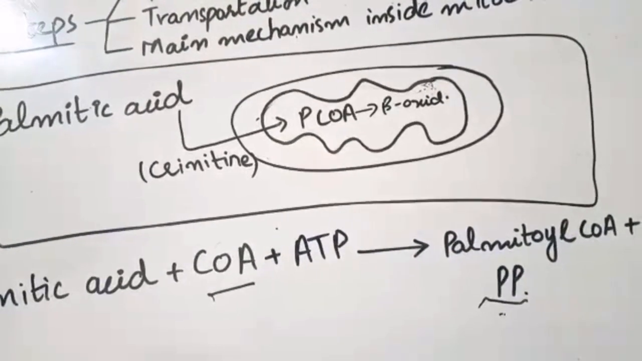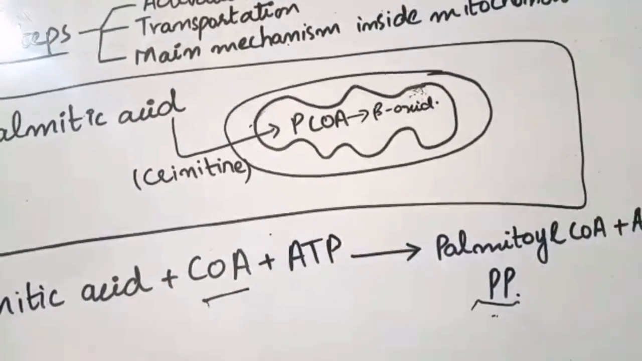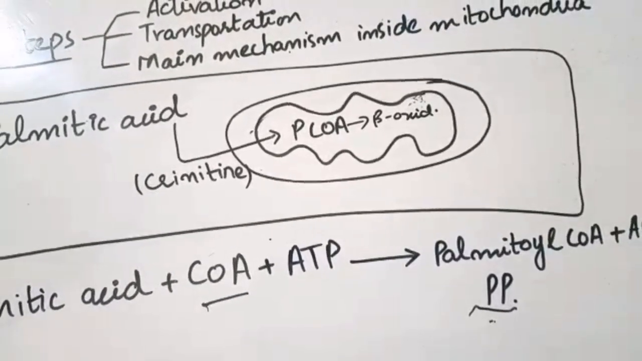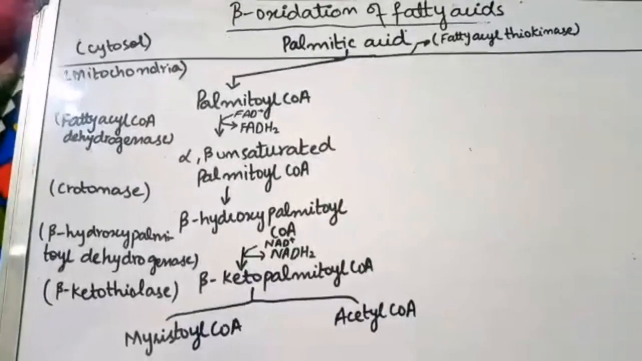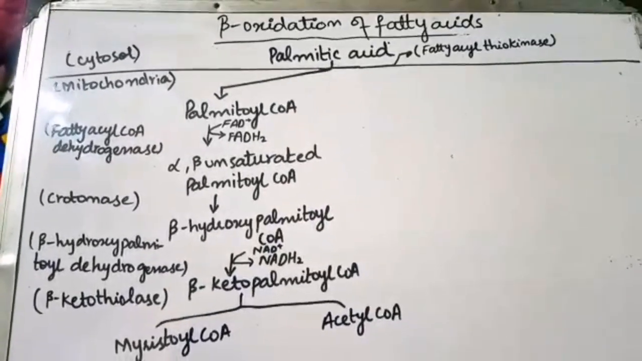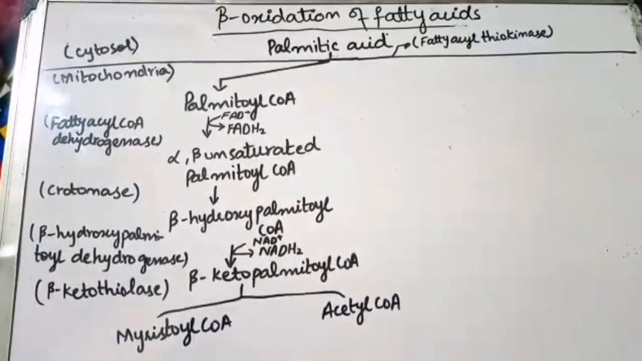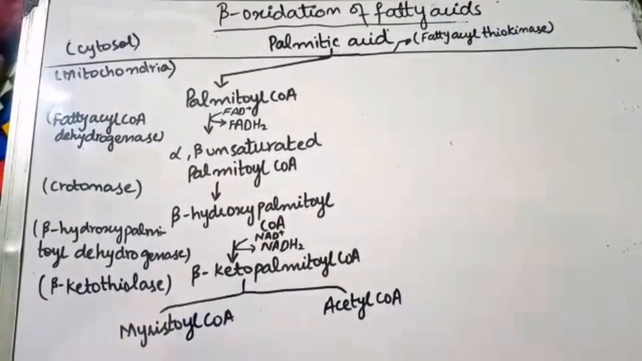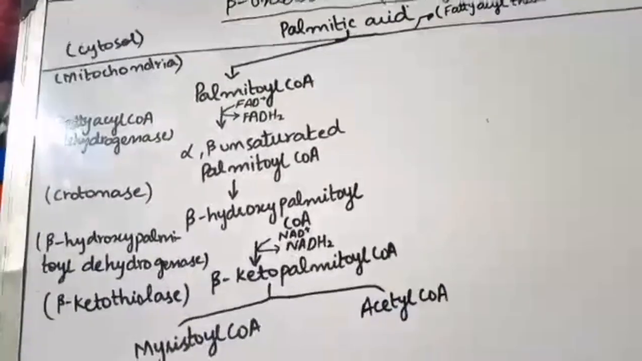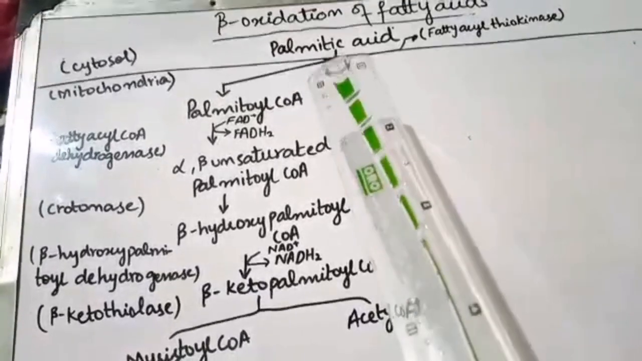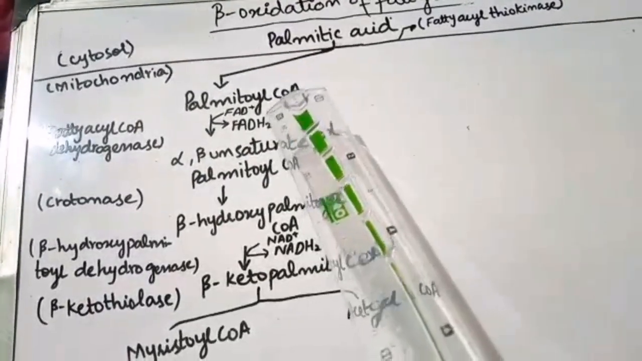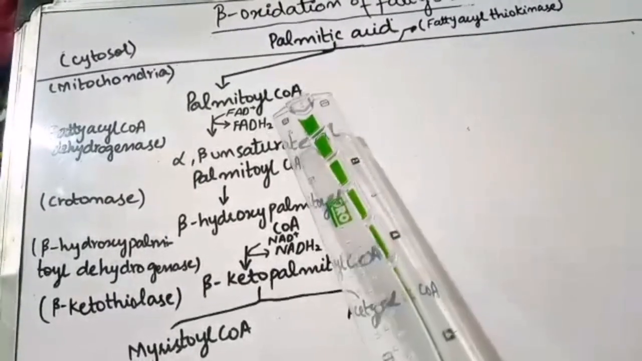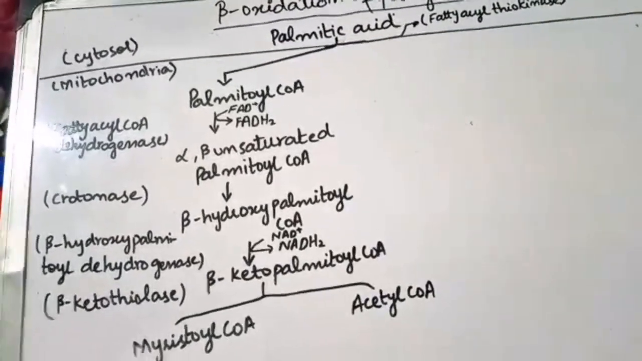So let's now discuss the main mechanism of beta oxidation inside mitochondria in the form of a flowchart. Here we are having the complete flowchart of beta oxidation of fatty acid. If you want to take a screenshot, you can take it now. As we have discussed earlier, this palmitic acid that was present in the cytosol converted into its active form, palmitoyl CoA, and then transported into the mitochondrial membrane.